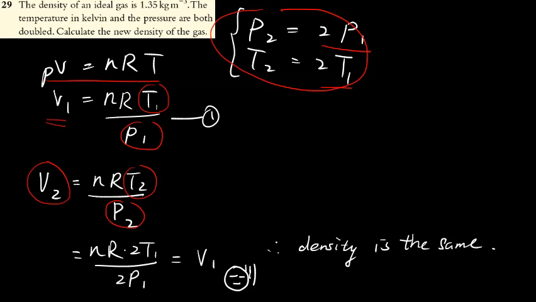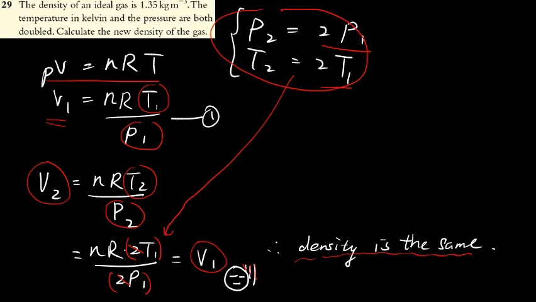Now, according to the information given here, I find it can be equal to 2T1 and 2P1. And at last, of course, the 2s would cancel each other on the fraction. And at last, you just go back to V1, which is a bit disappointing. And therefore, the density is the same.